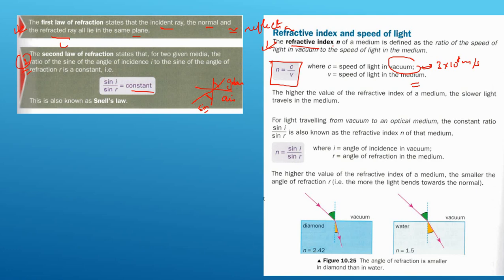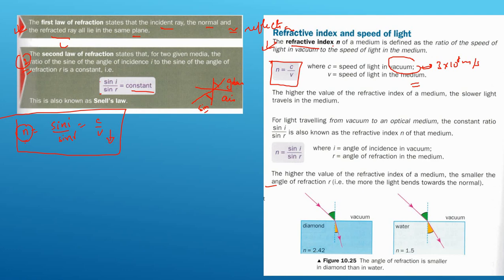Now we have discussed that sin i / sin r is equal to a constant. So I can say a relation: refractive index = sin i / sin r = c / v. This is the master formula for solving all kinds of problems in this refraction topic. Please think about it, it's also logical: the higher the refractive index, the lower the velocity of light will be.